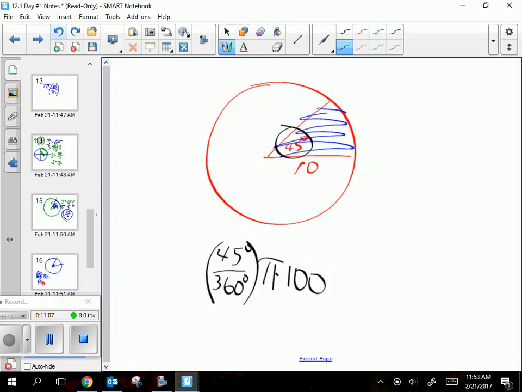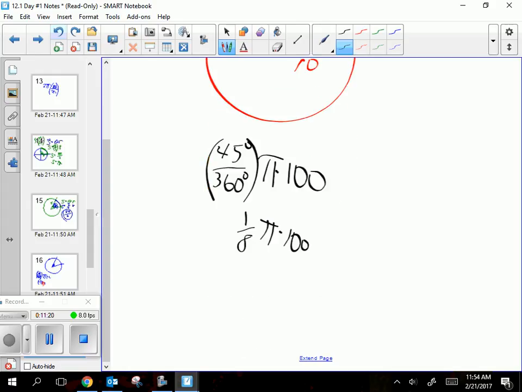So if you can simplify down 45 over 360, well, there were 4 45s in 180 degrees, so there'd be 8, and there'd be 1/8 pi times 100. So that's really 100 pi over 8, and you can simplify it down from there. But that's basically your area of that sector of the circle. Now that's actually very accurate because we never rounded. We left pi in there.